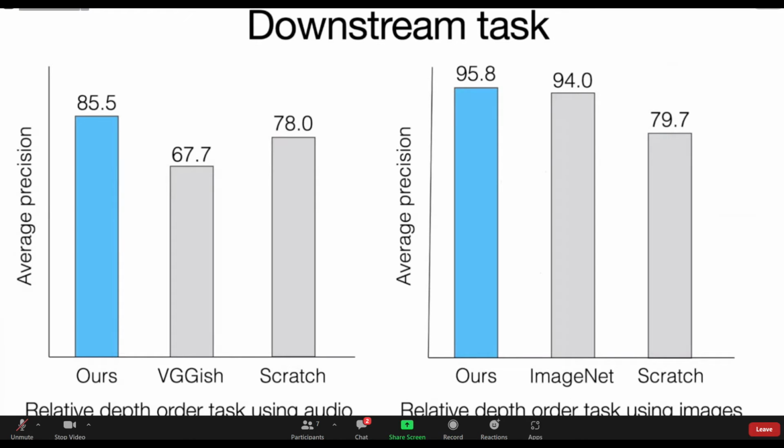We use the features we learned from the previous model and then train the learner model to solve the relative depth order task. The comparison here shows that the model is effective on depth-related tasks.